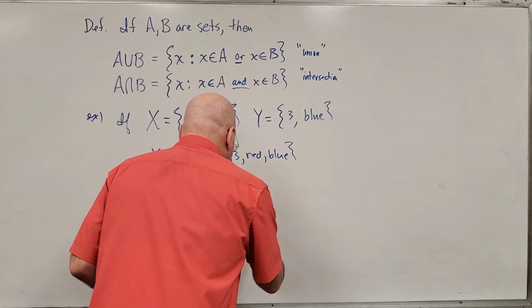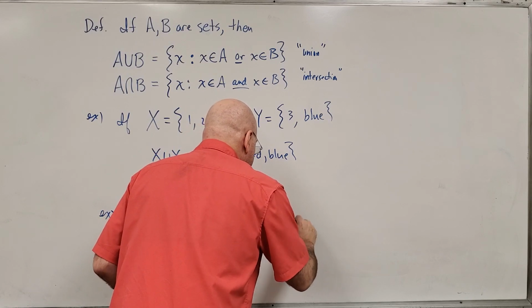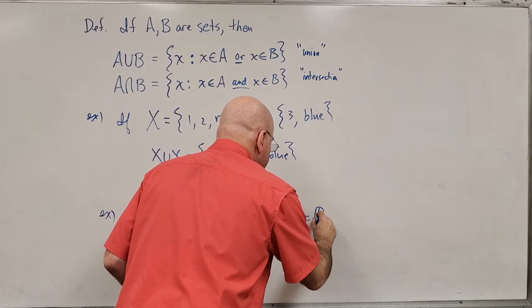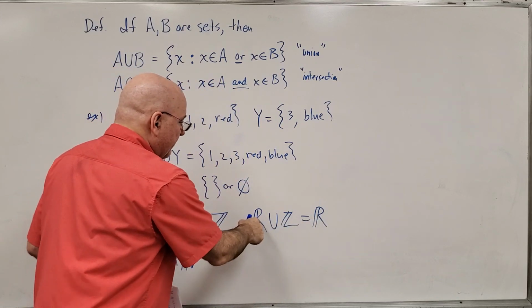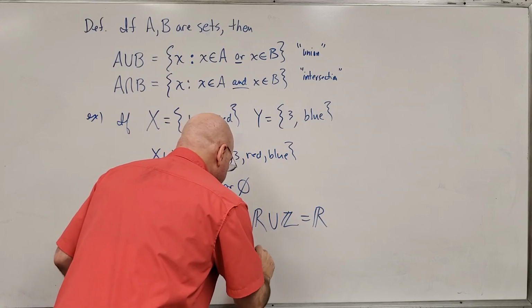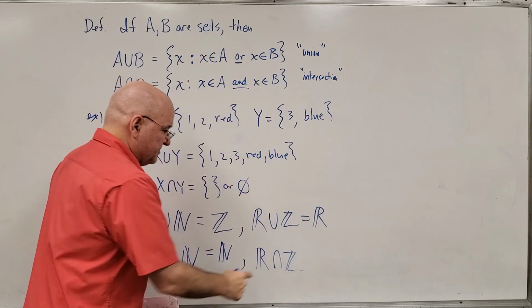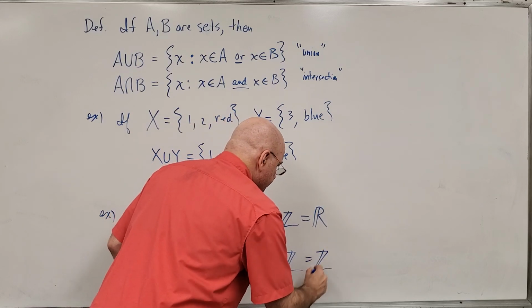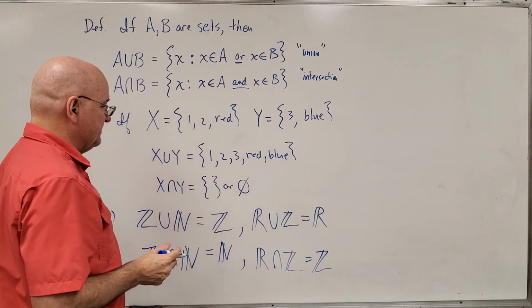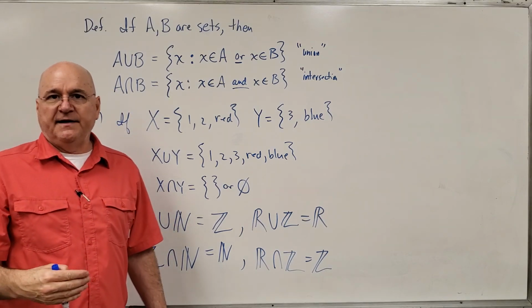And we could do the reals unioned with the integers. That's going to give us just the reals. The integers are already in the reals, so we didn't get anything new there. And the intersection of the reals with the integers, well, that's just going to be integers. So again, those are some special cases where one of the sets was a subset of the other.